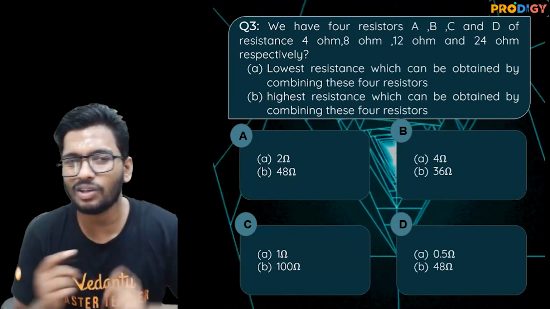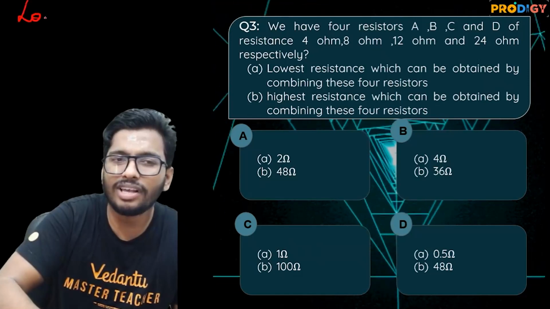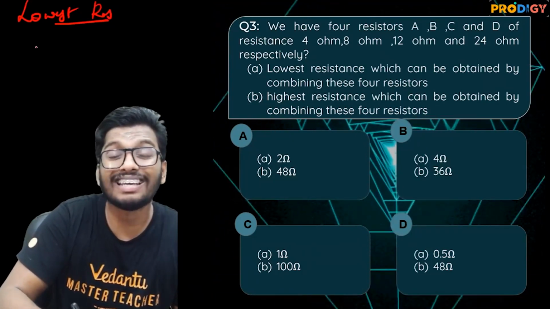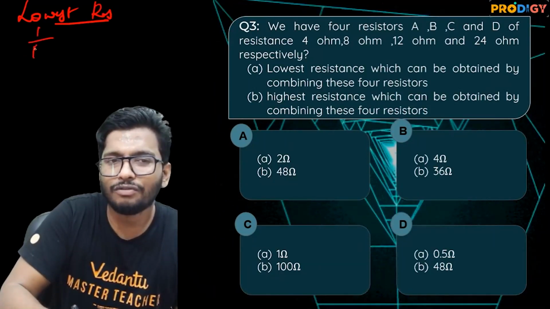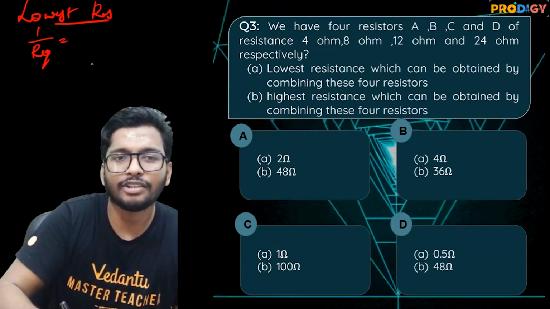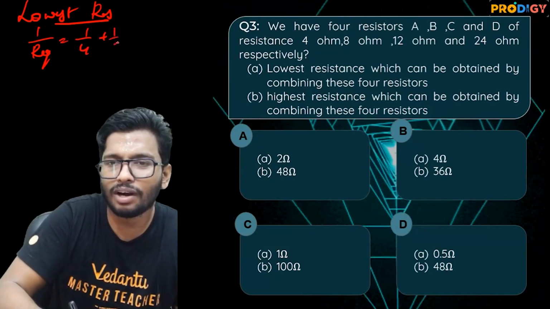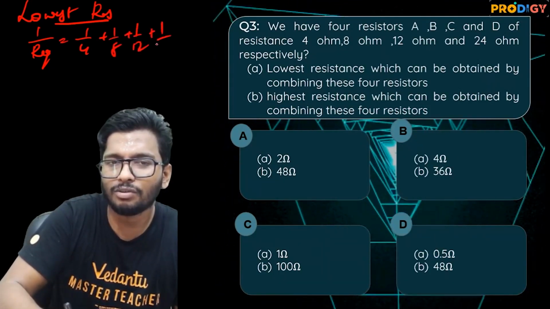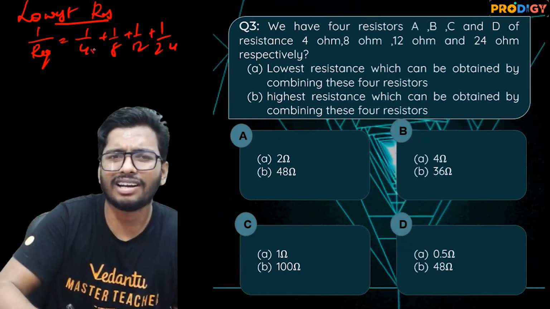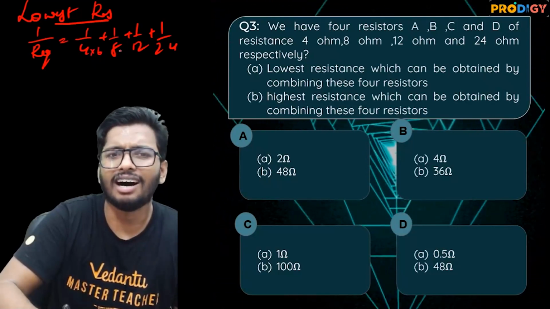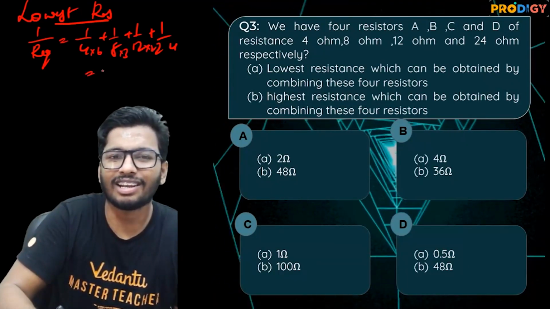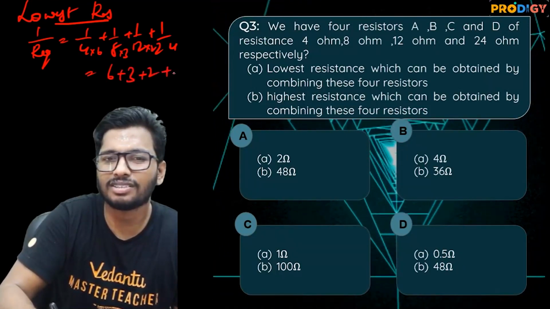As I just told you, if you want the lowest resistance, you would connect them in parallel. So how do you find the parallel equivalence? 1 by R equivalent is equal to 1 by R1 plus 1 by R2 plus 1 by R3. So it will become 1 by 4 plus 1 by 8 plus 1 by 12 plus 1 by 24. What is the LCM? 24 is the LCM, I believe. So you can write it as 4 into 6, 8 into 3, 12 into 2. So what will you get? You'll get 6 plus 3 plus 2 plus 1.